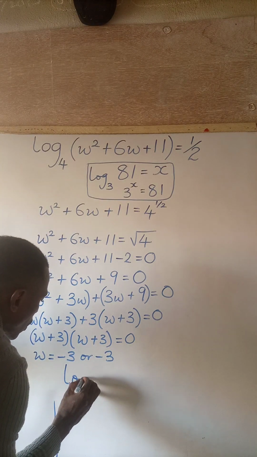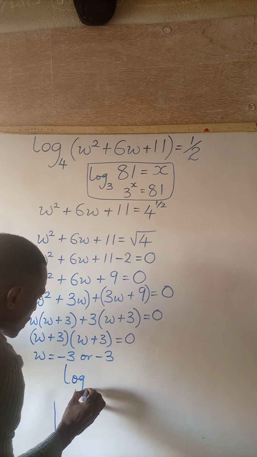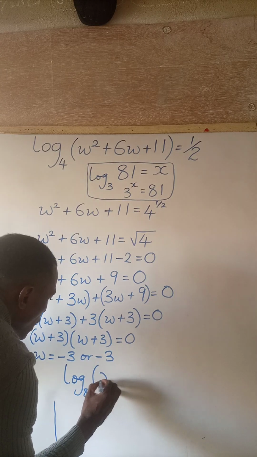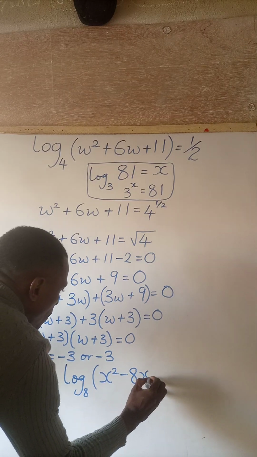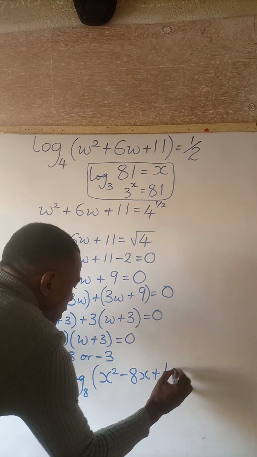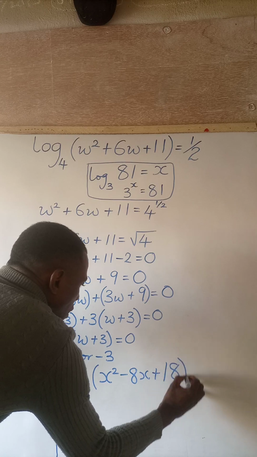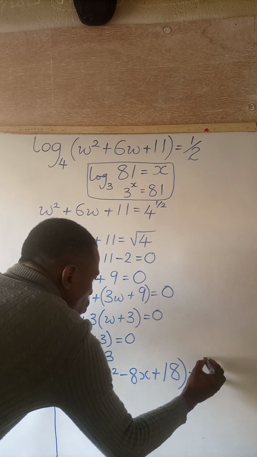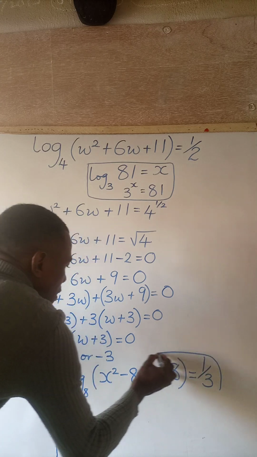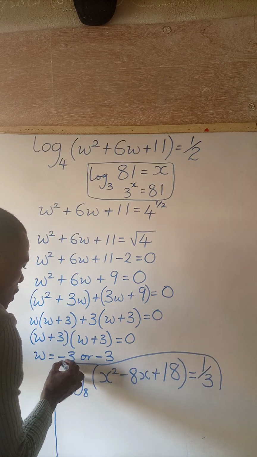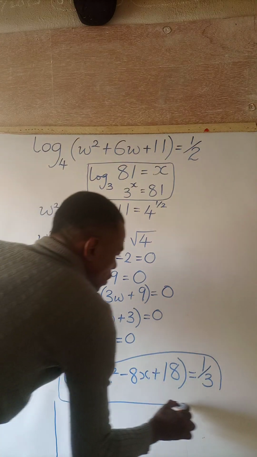So you can practice this. Log in base 8, bracket open, x squared minus 8x plus 18, bracket closes, is equal to 1 over 3. So practice this. When you finish solving it, send it to the comment section.